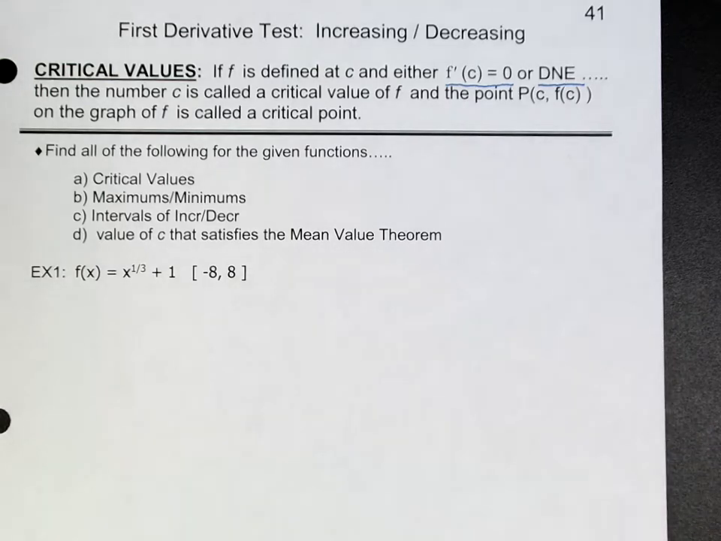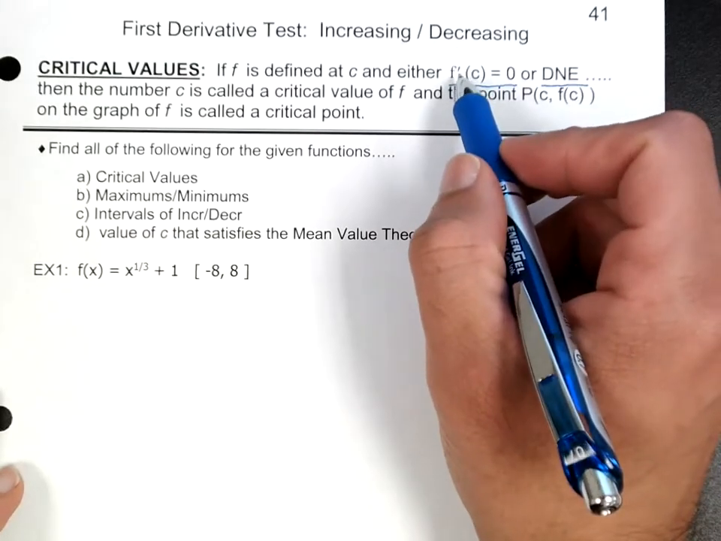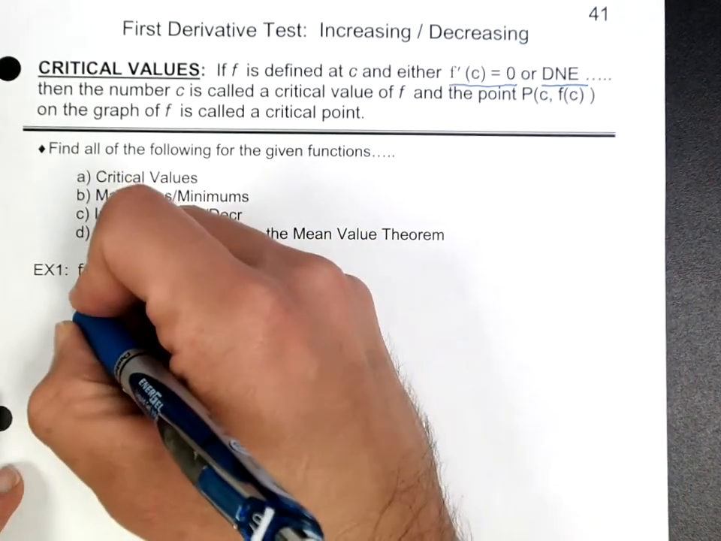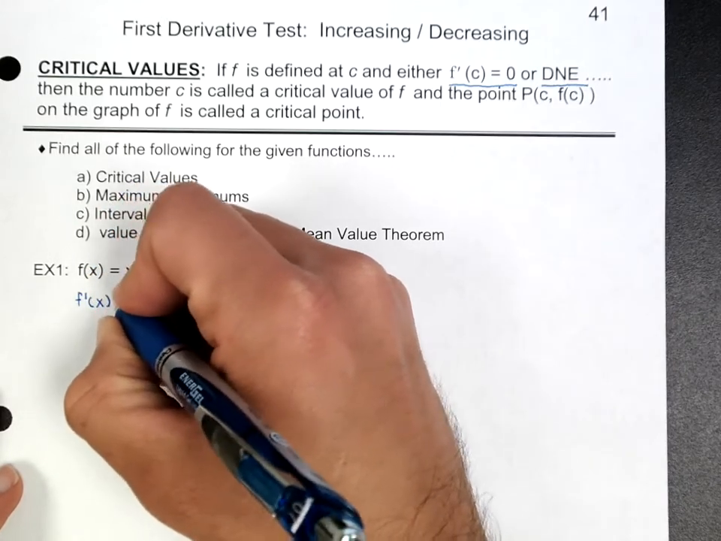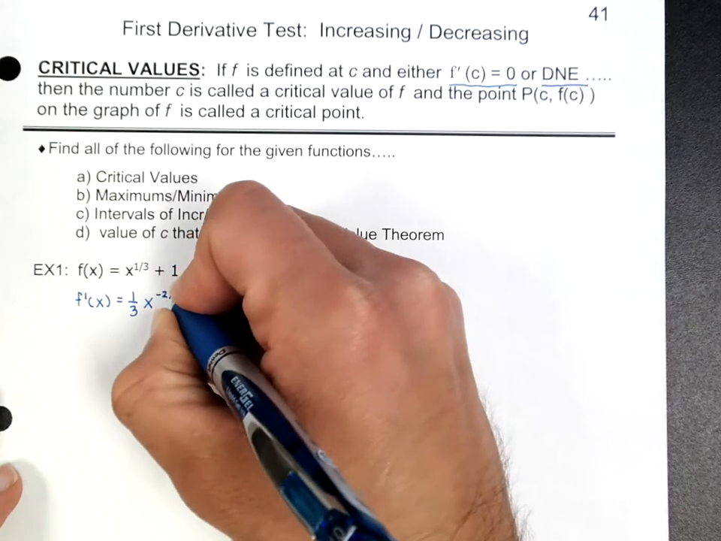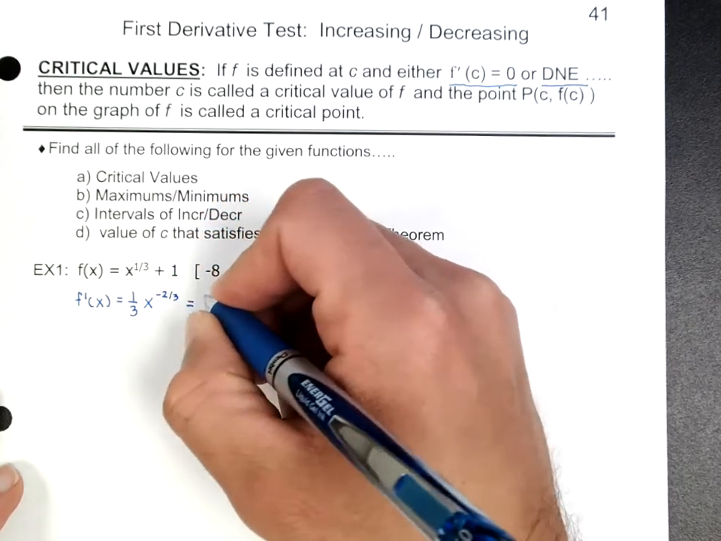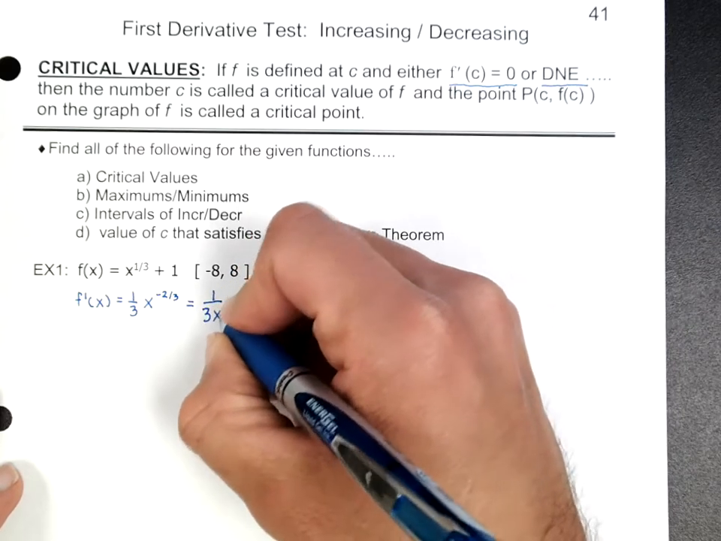If we jump down to example number 1, they're asking us to find the critical value. So the first thing I have to do is take the derivative. I'm going to take the derivative of f, and that's going to give me 1/3 x to the negative 2/3. And if I simplify this a little bit more, you would have 1/3 x to the 2/3.